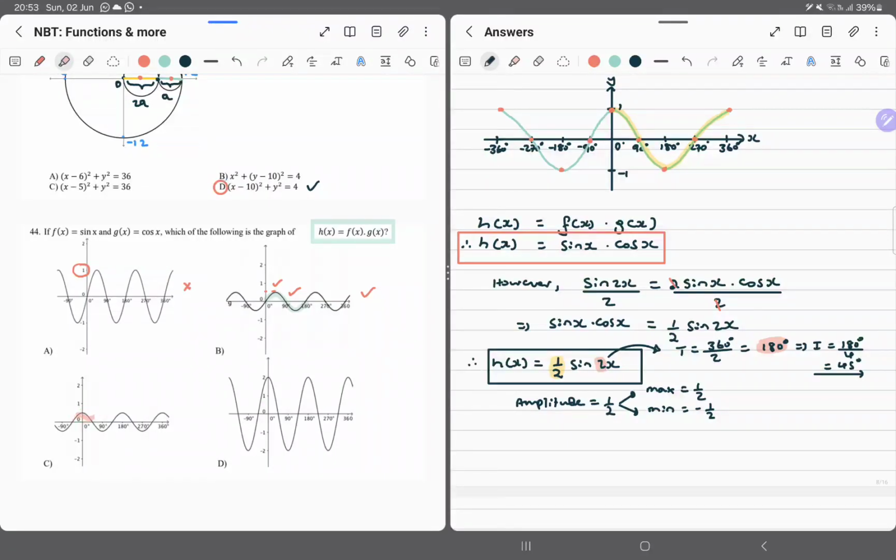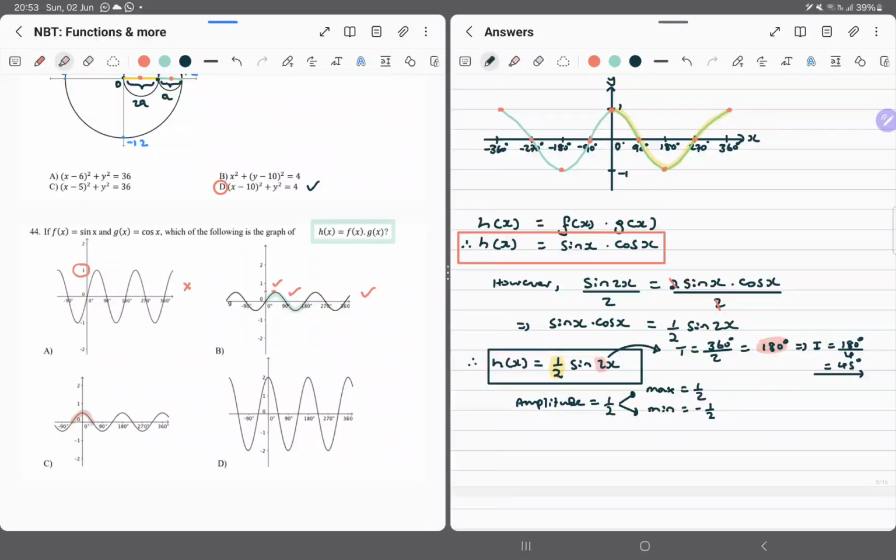This one is a cosine graph. Can you see it starts with a maximum of half, but again this is the cosine graph, this is not the sine graph. Okay, so the wave is not doing it.